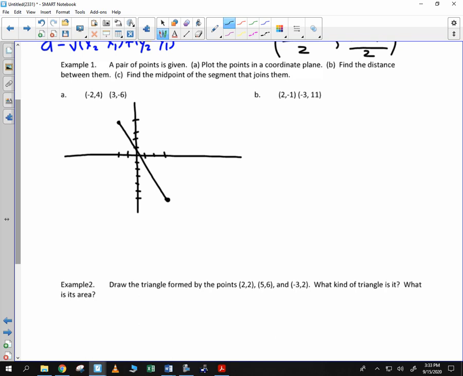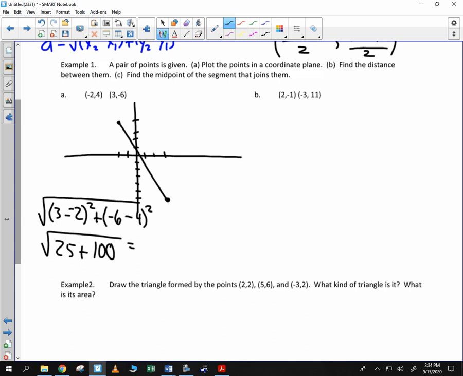So if I want to find the distance, square root of, we have x sub 2, which is 3, minus x sub 1, which is negative 2. We square that. Plus y sub 2, which is negative 6, minus y sub 1, which is 4, squared. 3 minus negative 2 is 5, squared is 25. And negative 6 minus 4 is negative 10, squared is 100. And so we get the square root of 125, which is 5 roots of 5. So that's the distance.